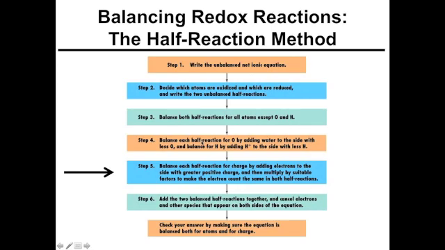And we can go on to step 5, where we need to determine which side is more positive for each half reaction and add enough electrons in order to get the reactant and product side to balance in charges. So pause the video for a minute and see if you can balance the charges for the 2 half reactions.